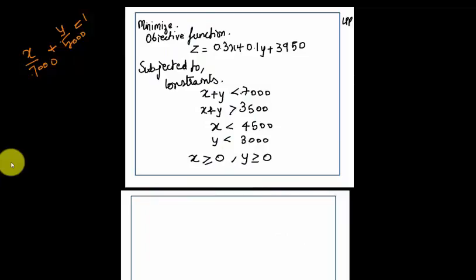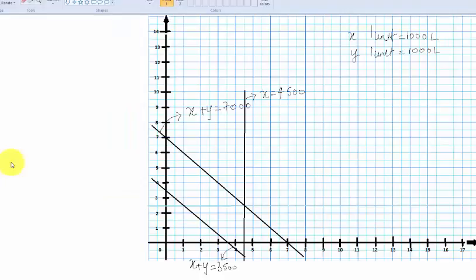And the next equation that I have is y equal to 3000. So that's the line, y is equal to 3000. Okay, let's get back here. So this is y is equal to 3000. Perfect. Now I need to find the common area for all of these equations or inequalities.